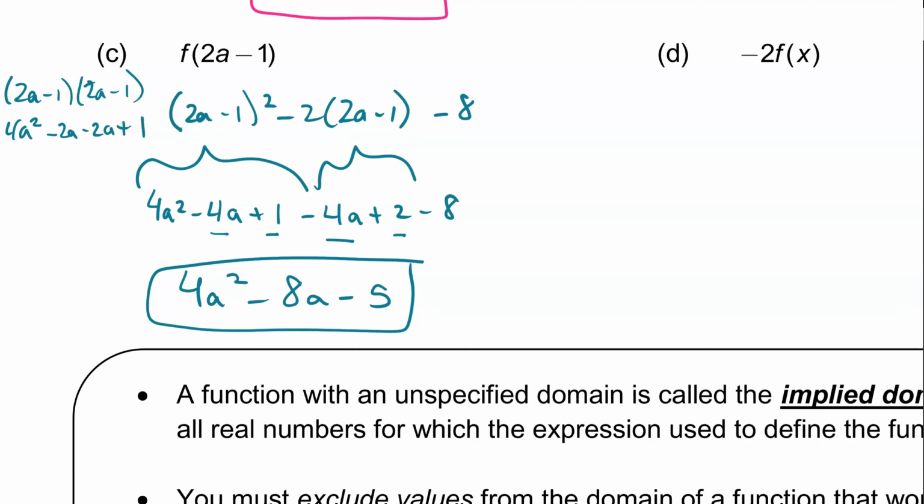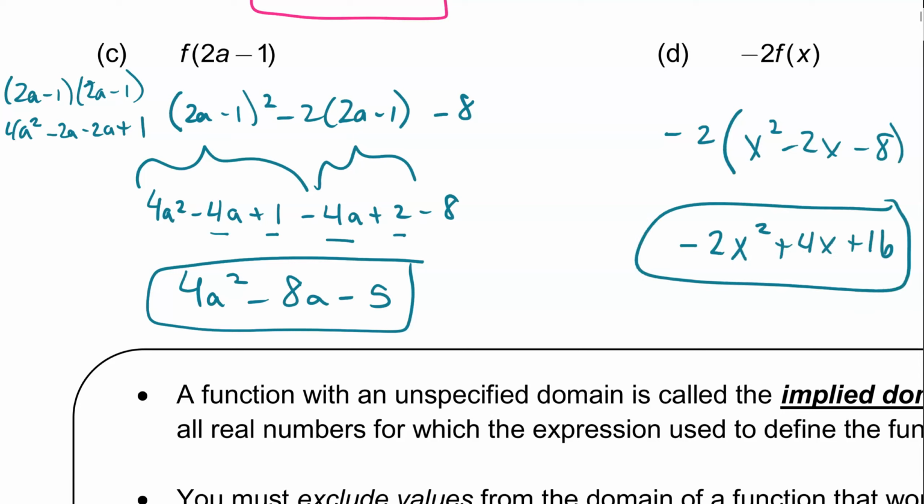All right, so negative 2 f of x. What we're doing is literally taking negative 2 multiplied by the whole function. So I have negative 2 times, what's my function? x squared minus 2x minus 8. So distribute it out: negative 2x squared plus 4x plus 16. That's it.